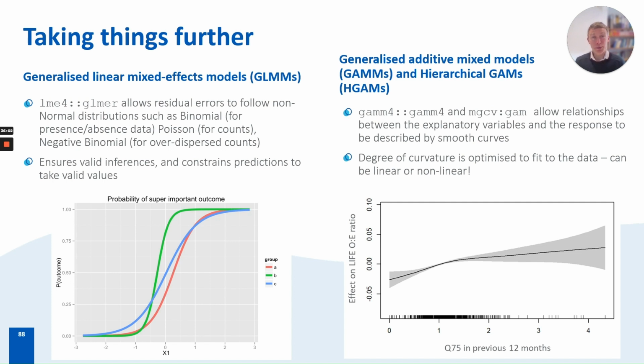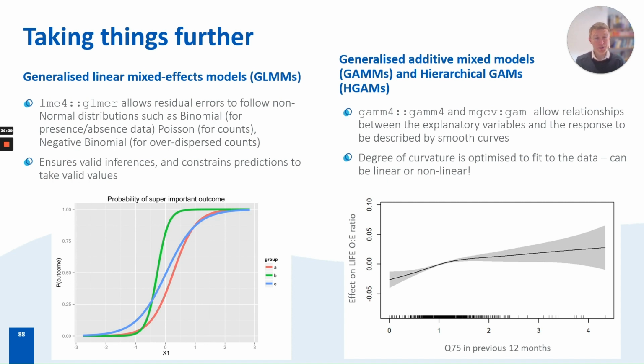Getting the right error distribution is really important because, A, it means that we get valid inferences, i.e. we get a useful model, and secondly, if we're then using that model to make predictions, it constrains the predictions to take valid values. So for example, if we were analysing presence-absence data, then it would ensure that the probability of occurrence is constrained to be between 0 and 1. And similarly, if we were modelling count data, the predictions could only ever take values of 0 or greater. You would never get a prediction of a negative count.